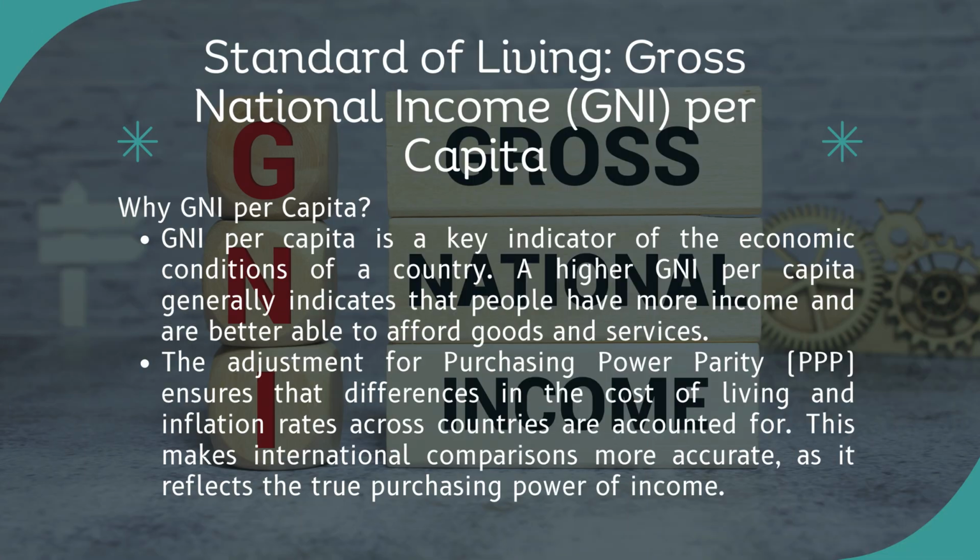Standard of living: gross national income, GNI, per capita. Why GNI per capita? GNI per capita is a key indicator of the economic conditions of a country. A higher GNI per capita generally indicates that people have more income and are better able to afford goods and services. The adjustment for purchasing power parity, PPP, ensures that differences in the cost of living and inflation rates across countries are accounted for. This makes international comparisons more accurate, as it reflects the true purchasing power of income.